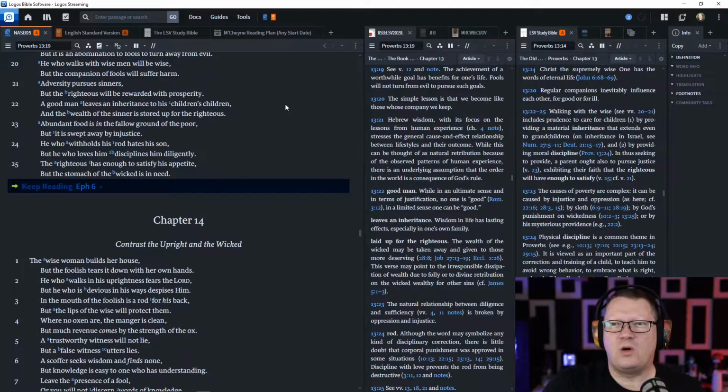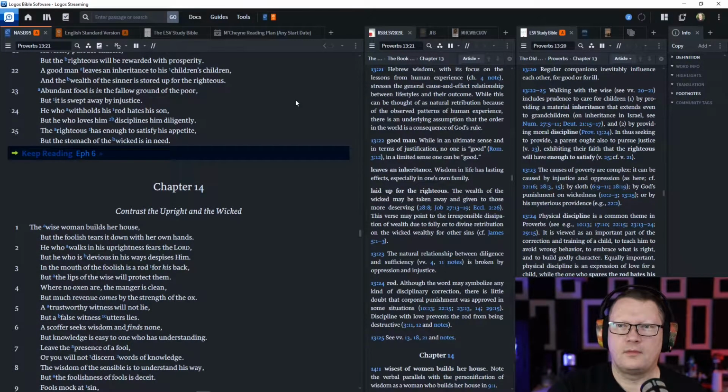He who walks with wise men will be wise, but the companion of fools will suffer harm. Adversity pursues sinners, but the righteous will be rewarded with prosperity. A good man leaves an inheritance to his children's children, and the wealth of the sinner is stored up for the righteous.